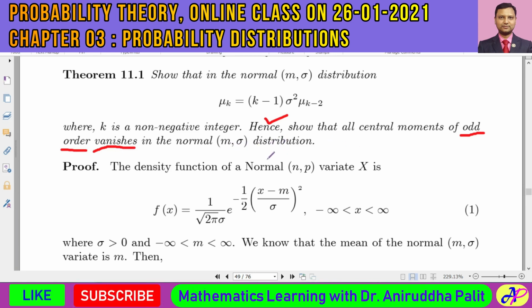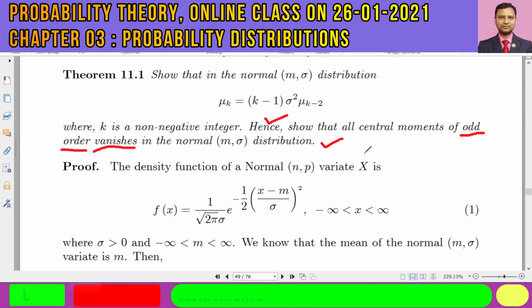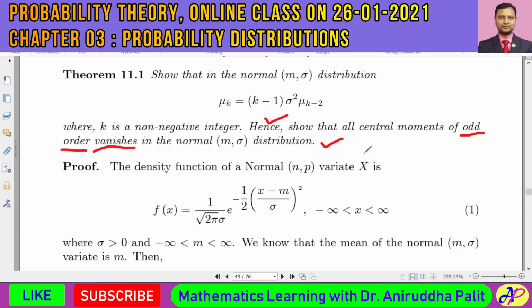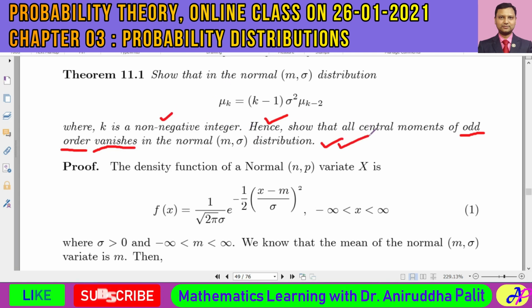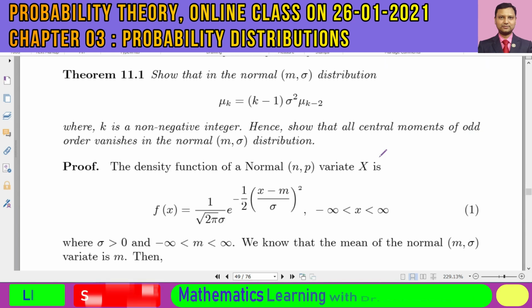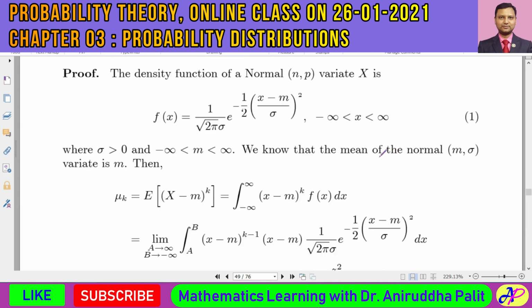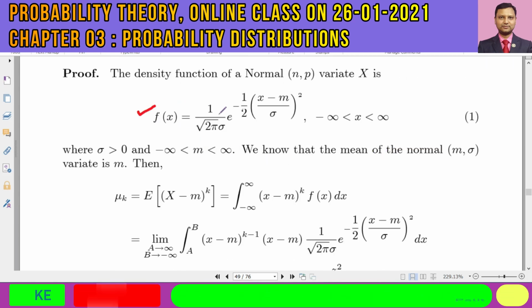All right. So we have to show that all the central moments of odd order vanish in the normal m, sigma distribution. Clear? We are going to prove this result. We are going to prove the first result, and as a consequence, we will be able to prove this second result.